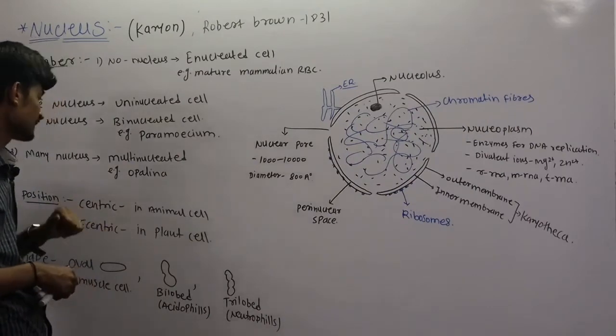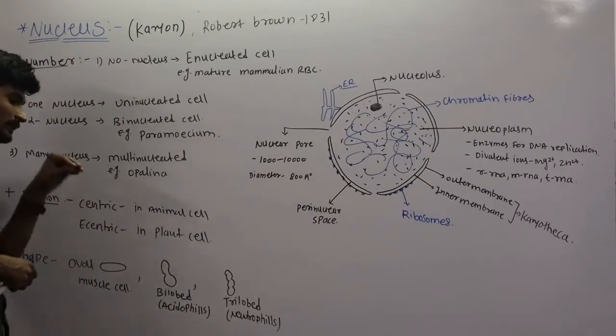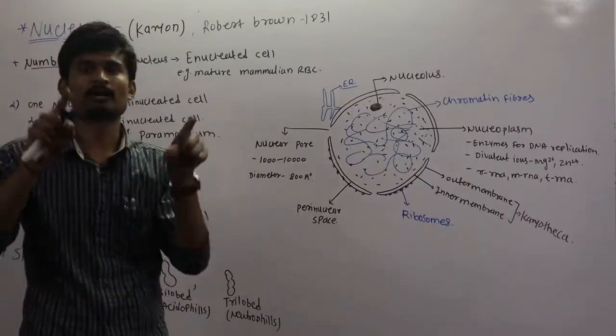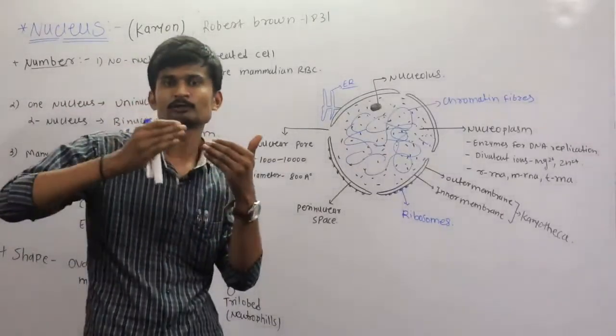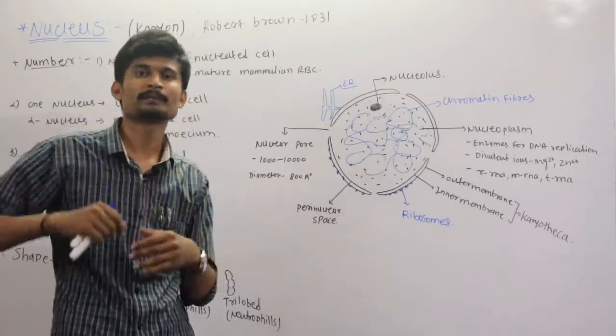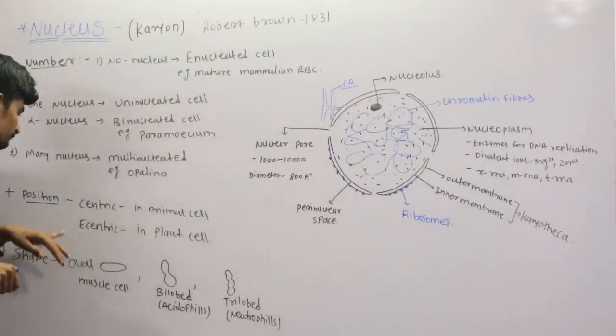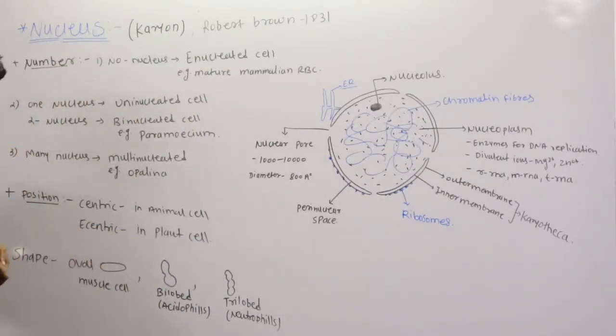Why is it eccentric in the plant cell? Because in the plant cell there is a large vacuole, and that vacuole is present at the center. This large vacuole pushes the nucleus towards the periphery. That is why in the plant cell the position is eccentric.